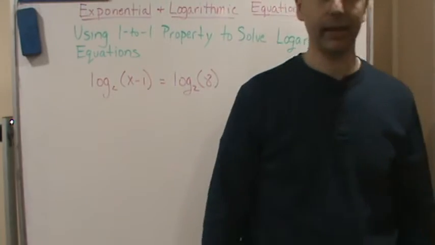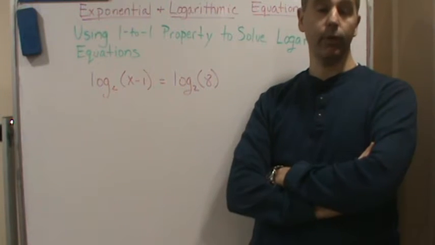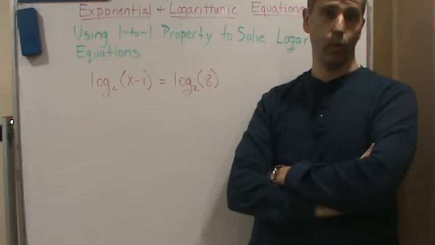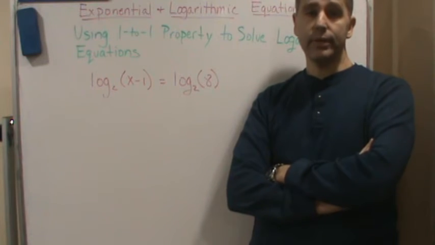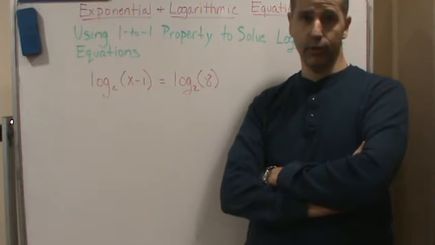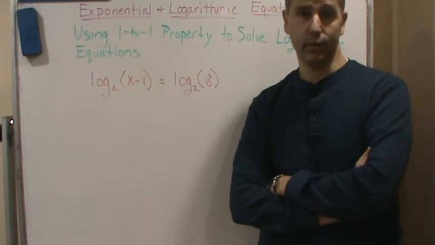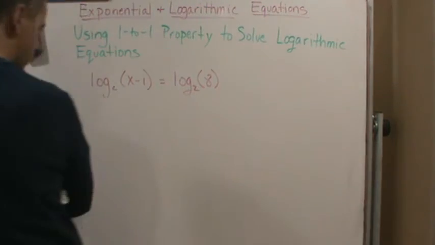Okay, so welcome back. Today we're going to talk about another way to solve logarithmic equations, and that's using the one-to-one property for logs. As we've seen before, if the bases are the same and two logs are equal to each other, then their arguments must also be equal to each other.